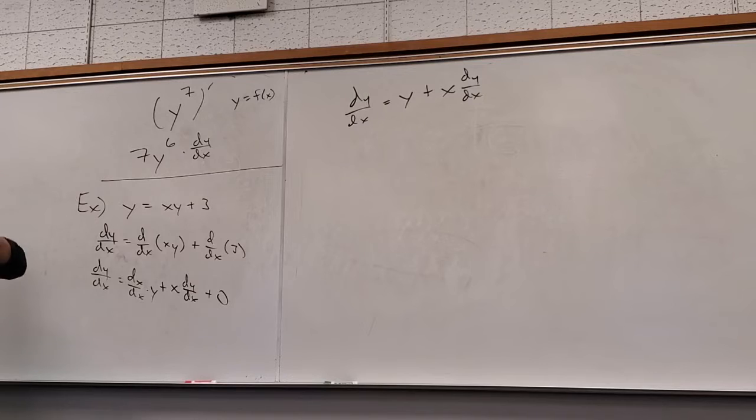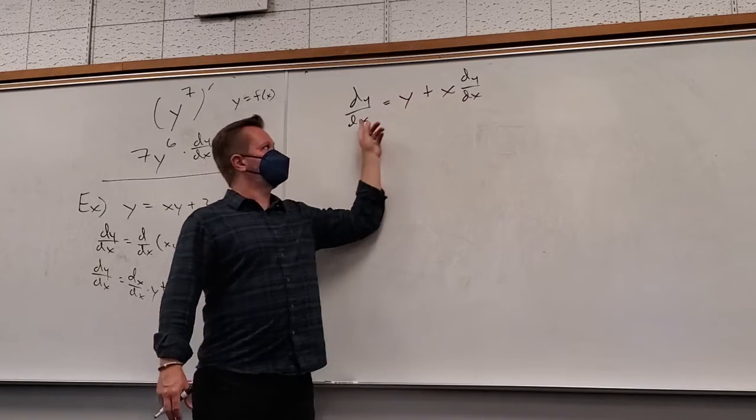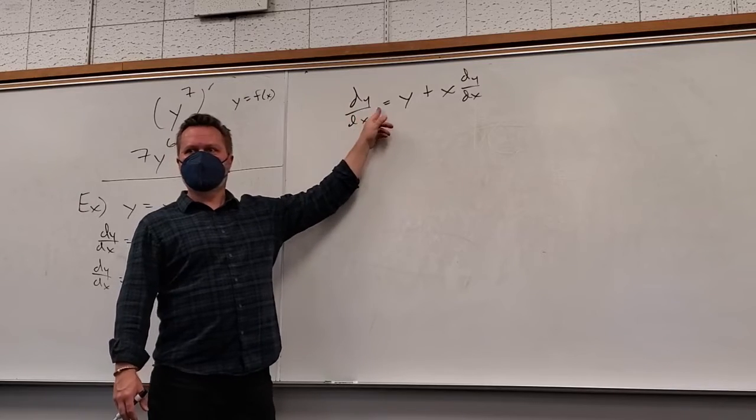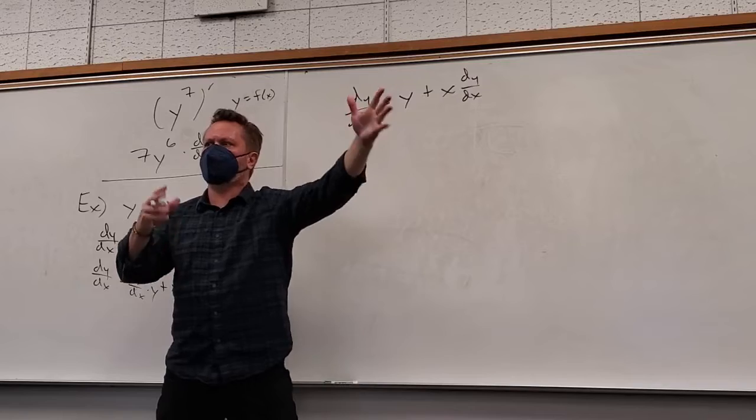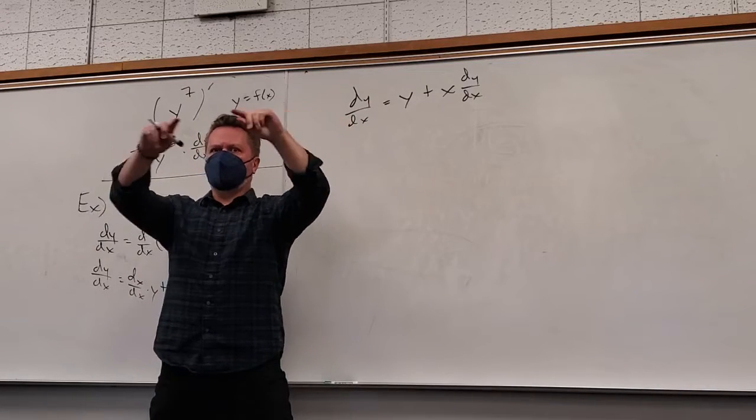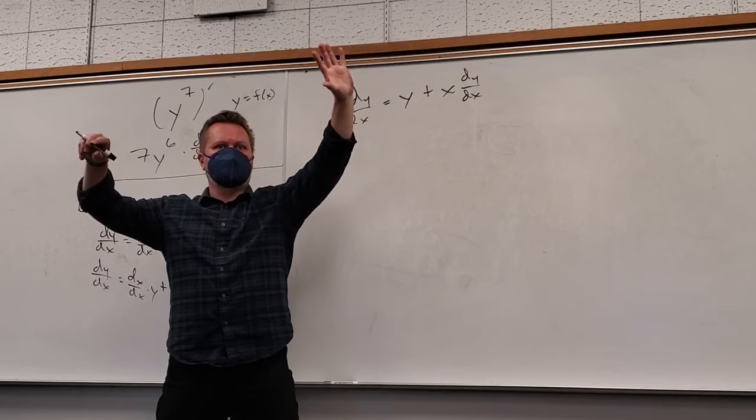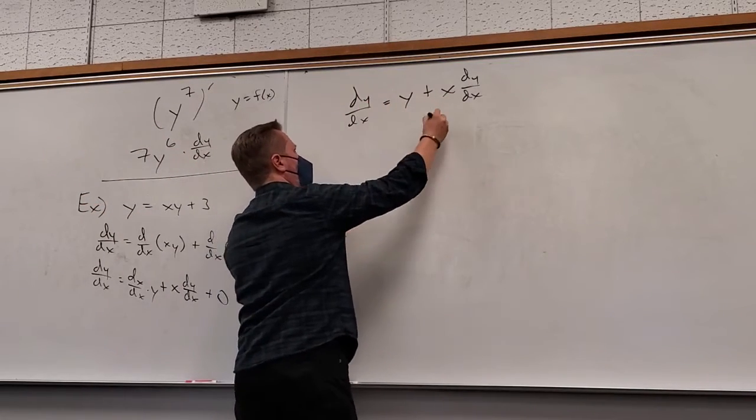Hell no. Why not? Because dy dx is still over there. Don't just say, yeah, it's equal. No, it's still got a dy dx. Of course it's not solved. There's part of it over there. So what do I have to do? How do I solve an equation for a variable that shows up multiple times? I just get everything with that on one side. So I'm going to take this over here.